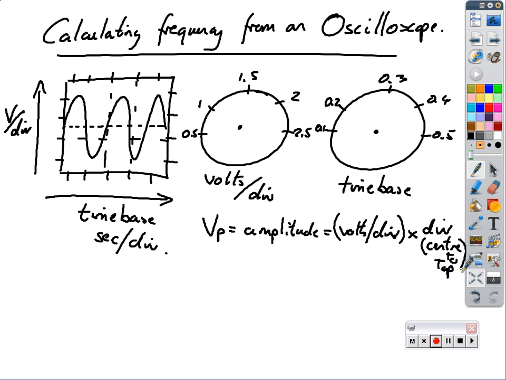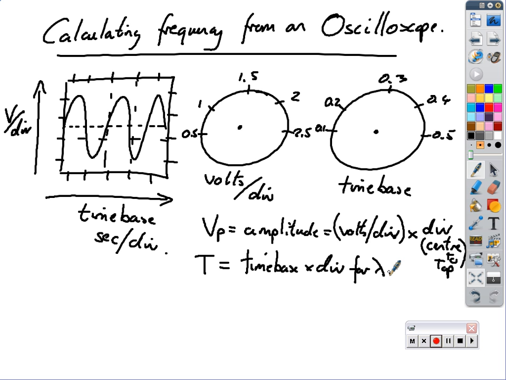The other thing we can get from this is the period. The period equals the length of time for one complete wave. So we look for one complete wave and we count the number of divisions along the time base for one complete wave. So that is time base times the divisions along the bottom for one wave. Divisions for lambda, one wave.